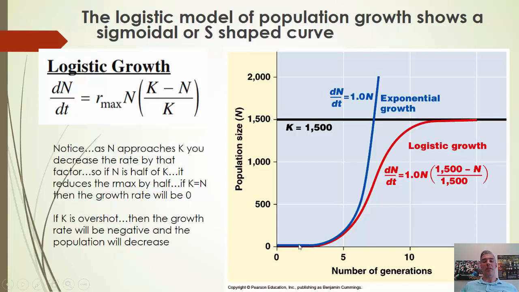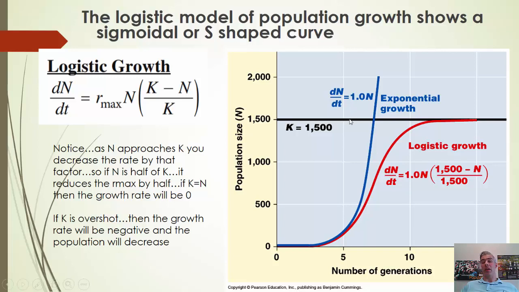So it grows very similar to exponential growth early on. But as n approaches k, so as n approaches 1,500, let's say n is now 1,499, almost 1,500. Well, 1,500 minus 1,499 is 1 over 1,500. So it reduces the R max by 1/1500th of what it originally was, which is basically 0. And that's why the curve will start to level off as n approaches k.